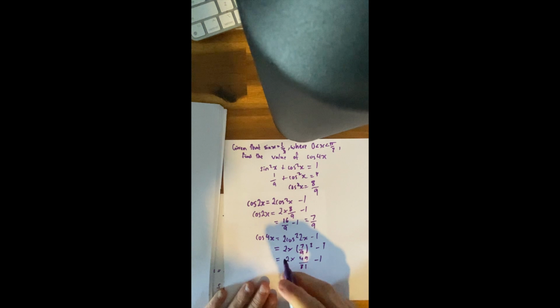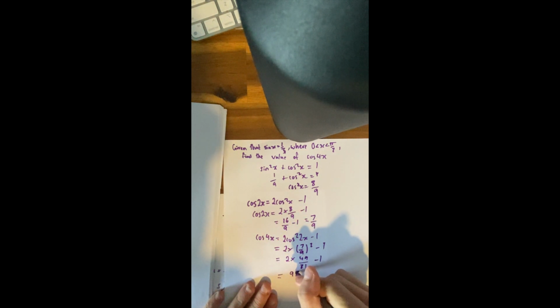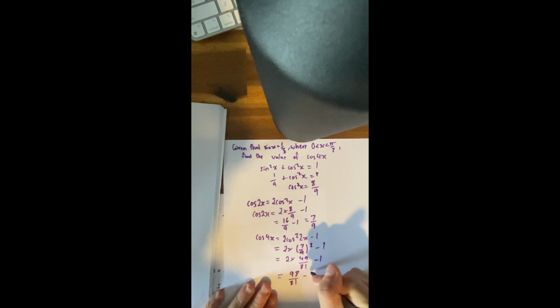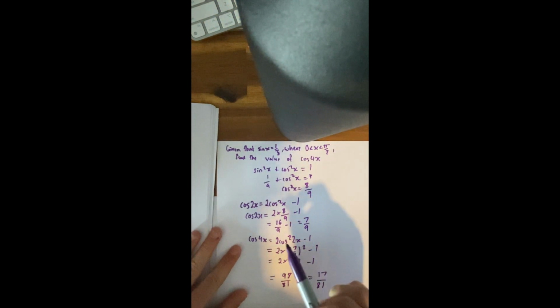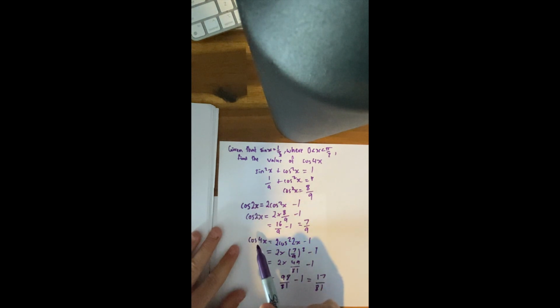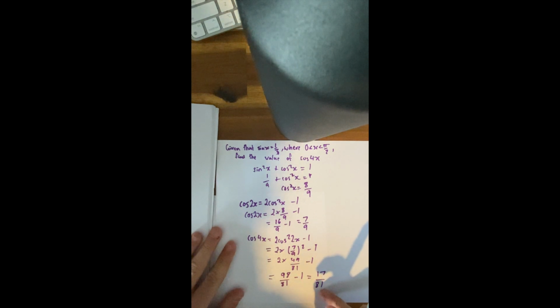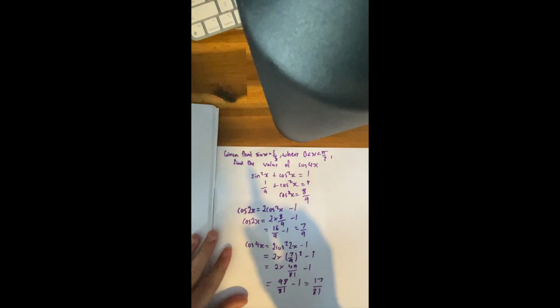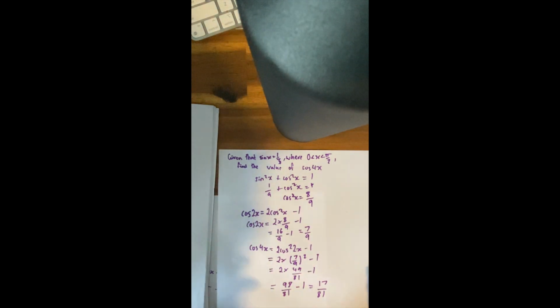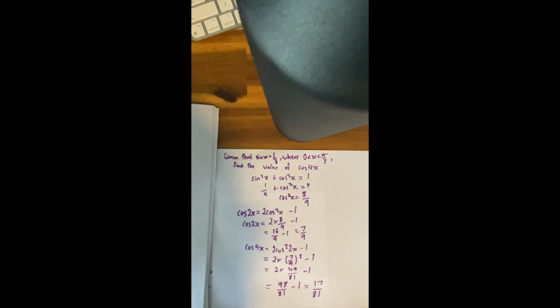And if we expand that, we get 2 times 49 on 81 minus 1, and this will equal 98 on 81 minus 1, which simply equals 17 on 81. As you can see, I've just utilized the double angle formula twice, which therefore allowed me to get the final answer. So as you can see, whenever it has a 4x or a 2x, that immediately gives you the idea that you need to use the double angle formula. I hope this helps by looking through some practice questions.